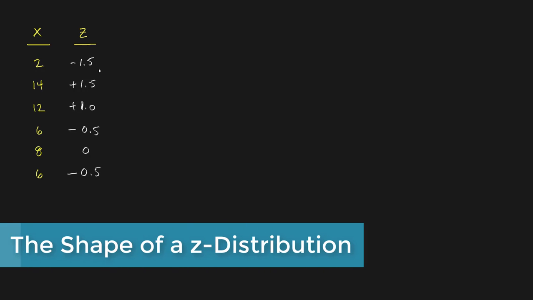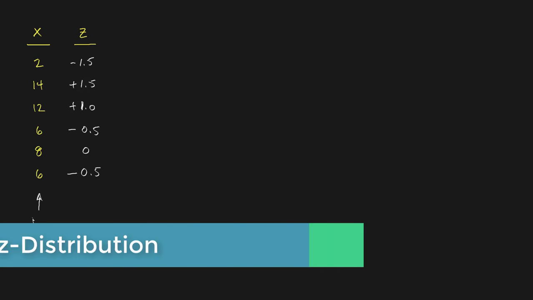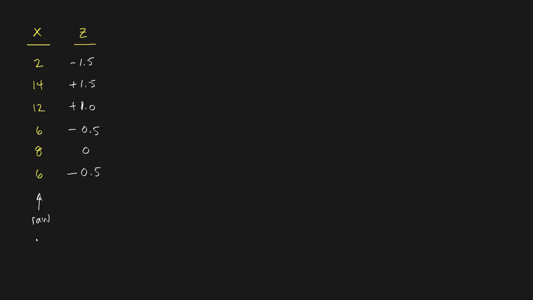Here we have two distributions side by side. Over on the left, I have raw scores. So this is my raw scores, or you could just call this the original distribution. On the right, what I have is a set of z-scores that were determined using the z-score formula. So I took each one of these raw scores and I converted them to z.